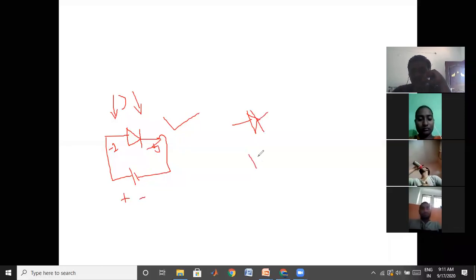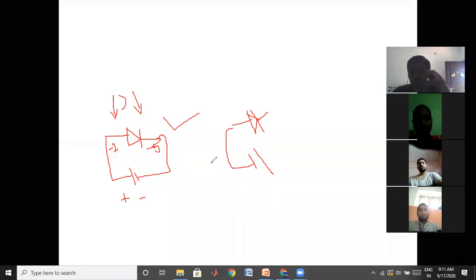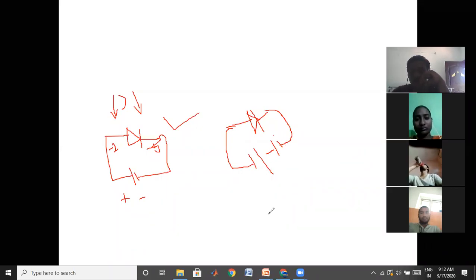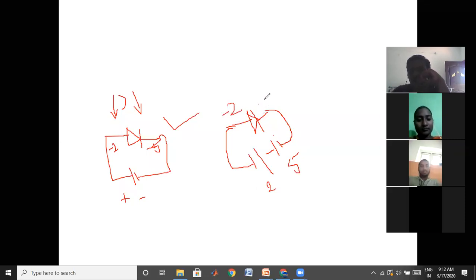The negative of the first supply is connected to the anode, and I have another supply whose negative terminal is connected to the cathode side. I have connected them in this fashion. This one is 2 volts and this one is 5 volts, two batteries. So the anode is connected to minus 2 volts and the cathode is connected to minus 5 volts.